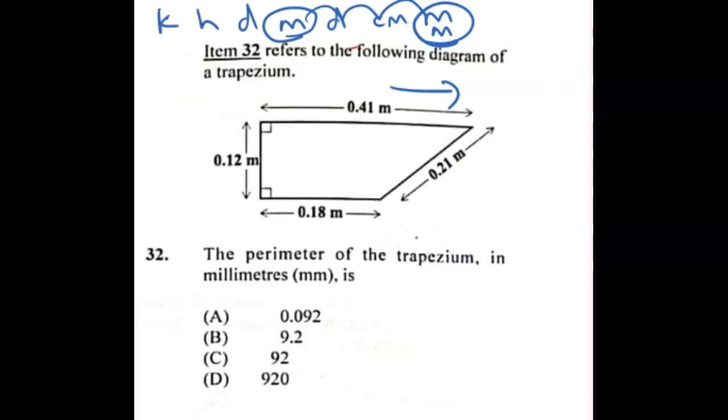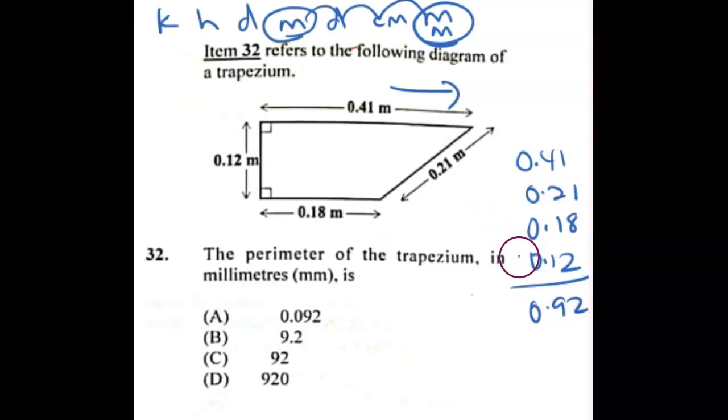Right? So if I'm adding them up as is, just using regular decimals, meaning you're lining them up, I will end up getting 0.92, and moving it 3 jumps to the right, I will get 920. So D is the answer.